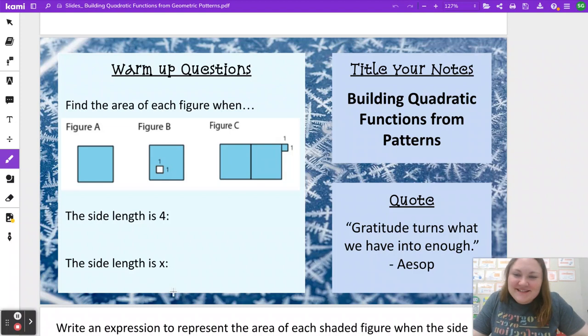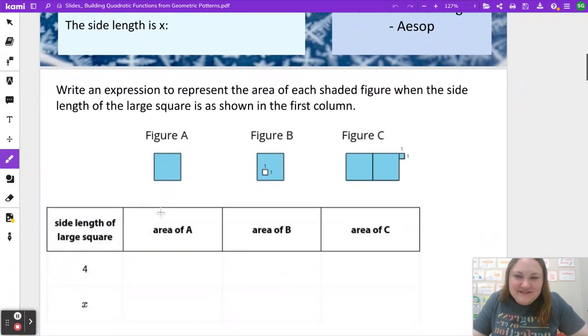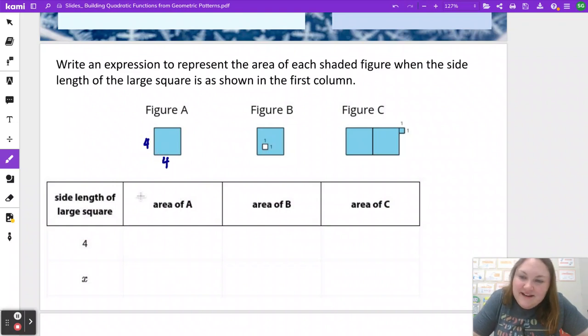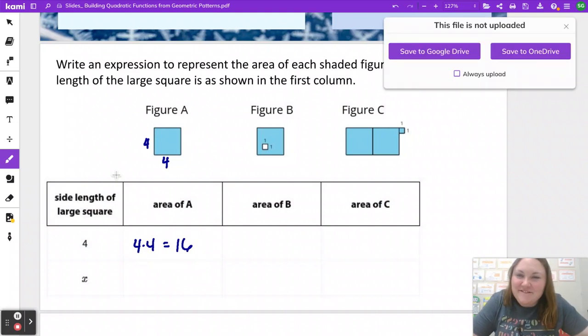All right, I'm going to go ahead and scroll down. It's the same warm-up question, but just a little bit larger. And the focus of this is finding area. In order to find area, we need to remember that you are multiplying the two sides of the shape. So for example, if the side length of this first one is 4, to find the area, I just have to do 4 times 4, and that would give me 16 for the area of that shaded in blue part.